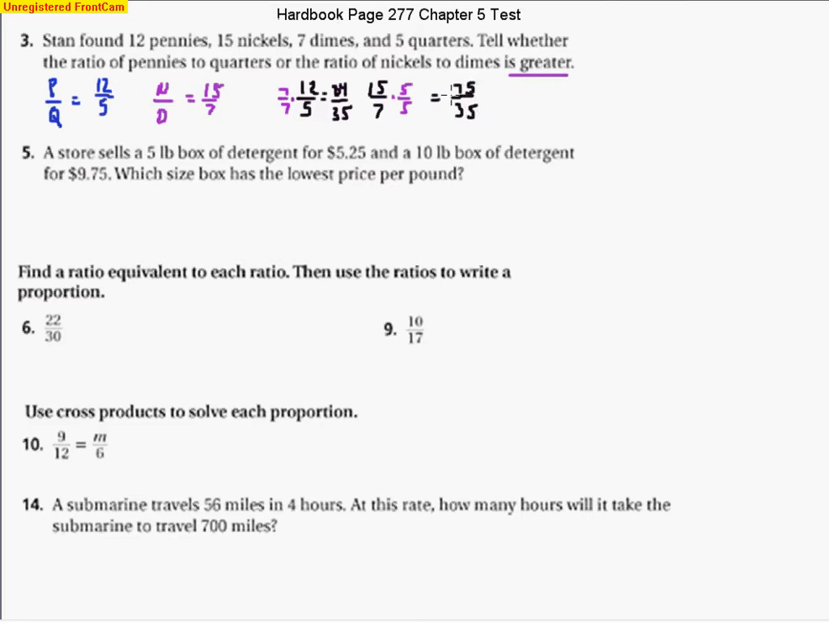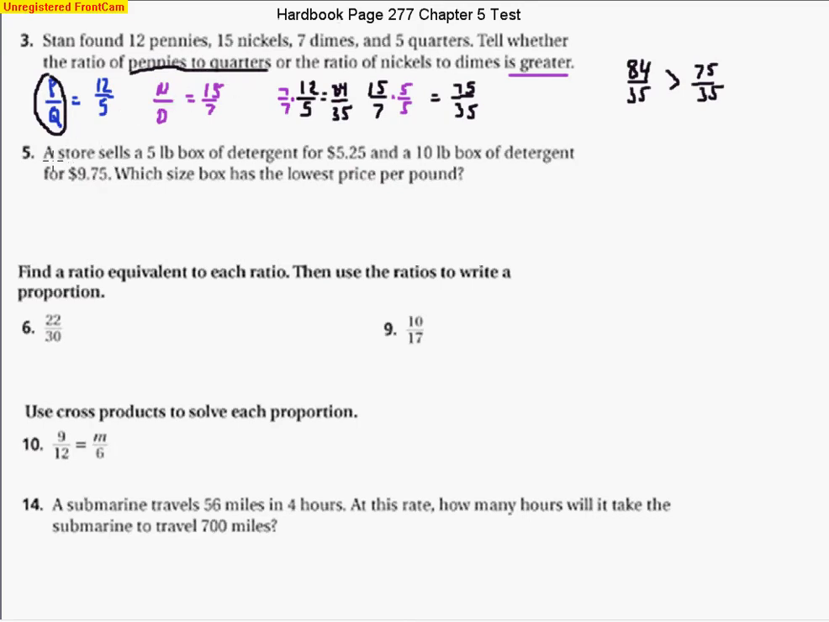Now when I look at them, I'm looking at the numerators. So 84 35ths, and I had 75 35ths. So the bigger number is the one with the bigger numerator, as long as the denominators are the same. So the 84 35ths went with 12 over 5, which was the pennies to quarters. So the pennies to quarters had the greater ratio.